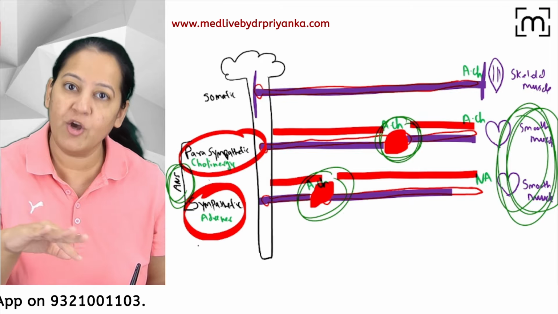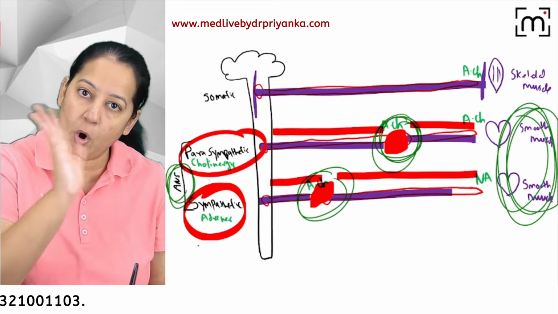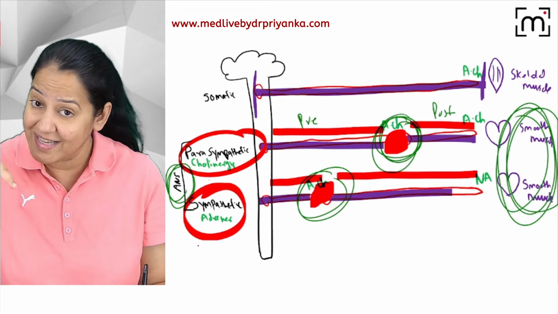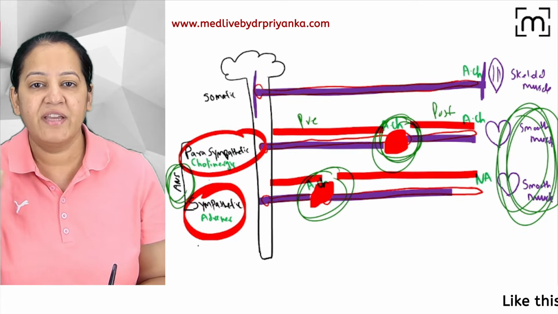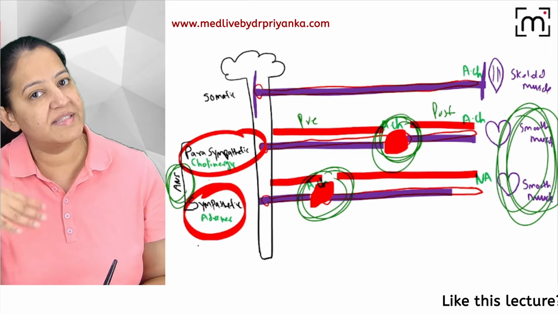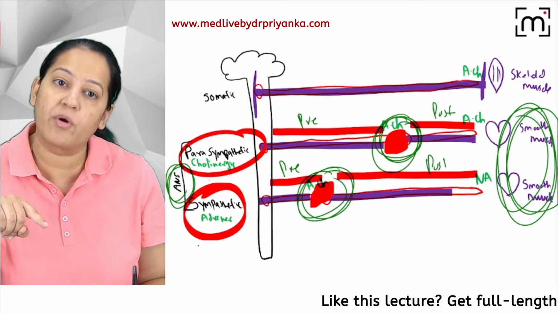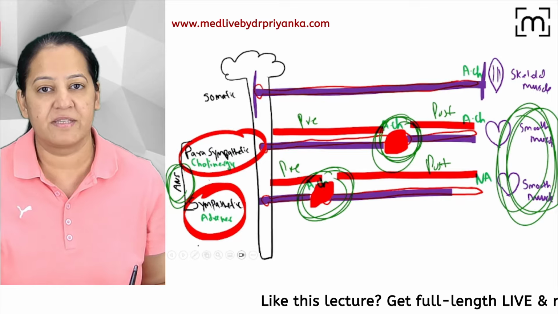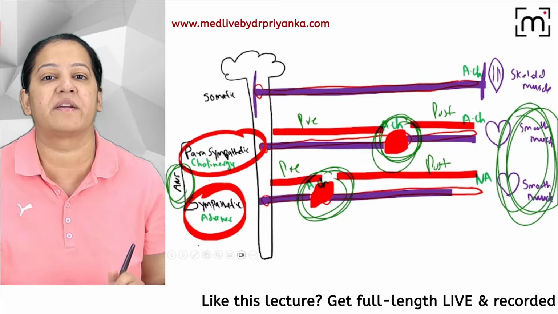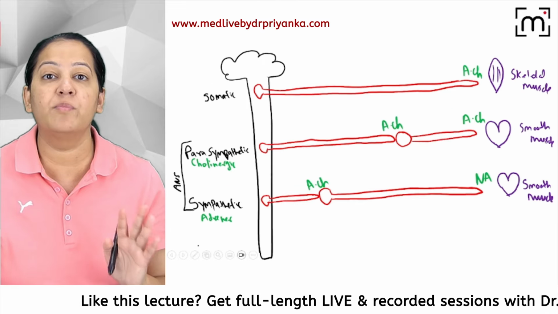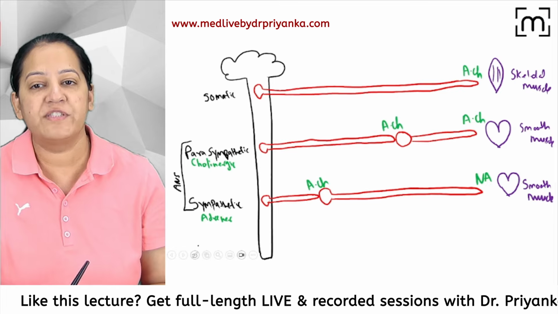The location of the ganglion matters. If the ganglion is towards the organ, the preganglionic fiber is longer, the post is shorter, and that is parasympathetic system. And if the ganglion is towards the spinal cord, that is central nervous system, in this case the preganglionic is shorter and the post is longer, and this system is known as sympathetic nervous system. Currently we are concerned with sympathetic nervous system, but before moving on to the drugs which are acting on sympathetic nervous system, you must understand the neurotransmitter of sympathetic nervous system.